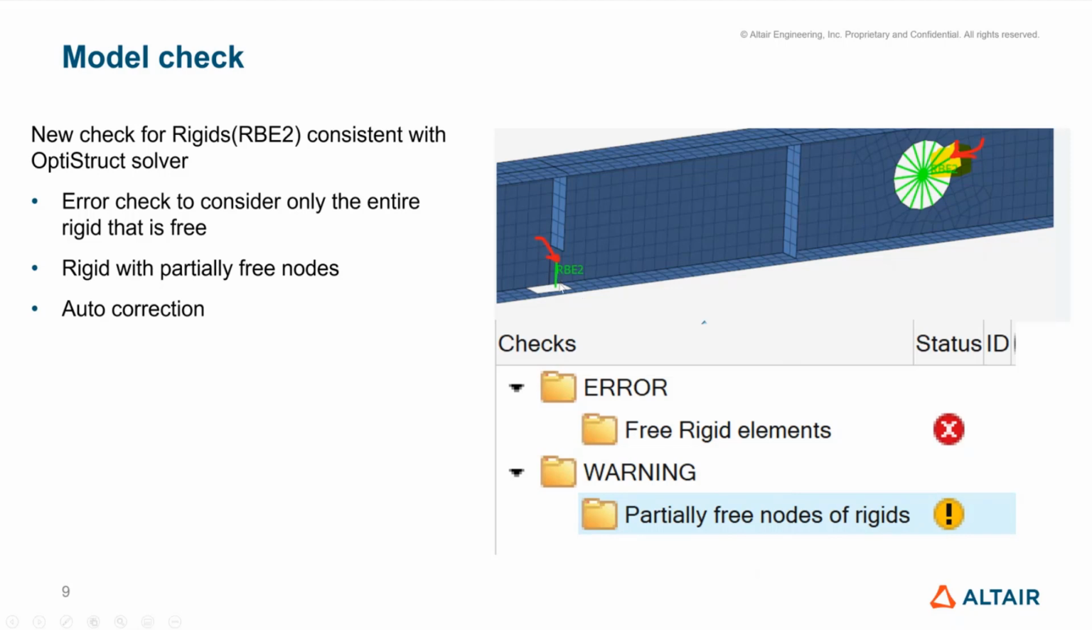And in the other example, one side of the rigid is connected and the other side is only partially connected. So we added an error check and an appropriate warning check, and we also have the auto correction. In this case, this leg will be deleted, and here the element will be deleted.